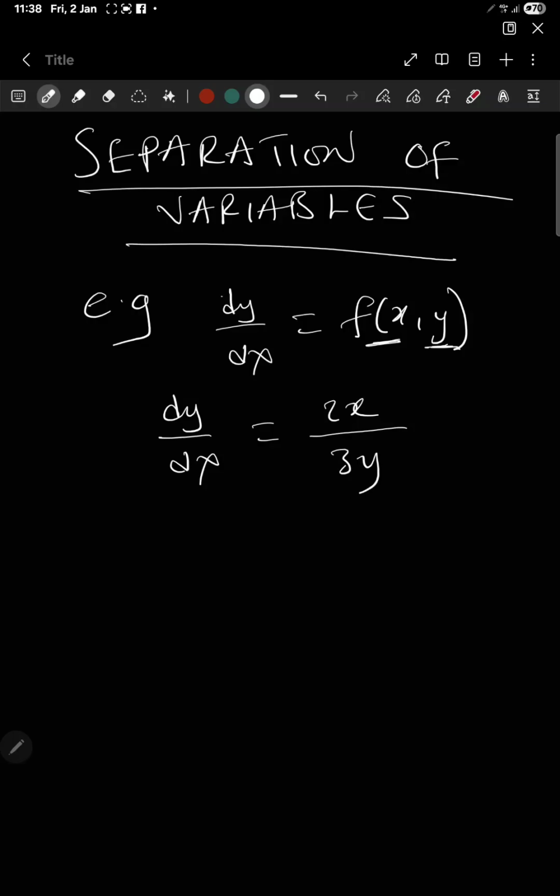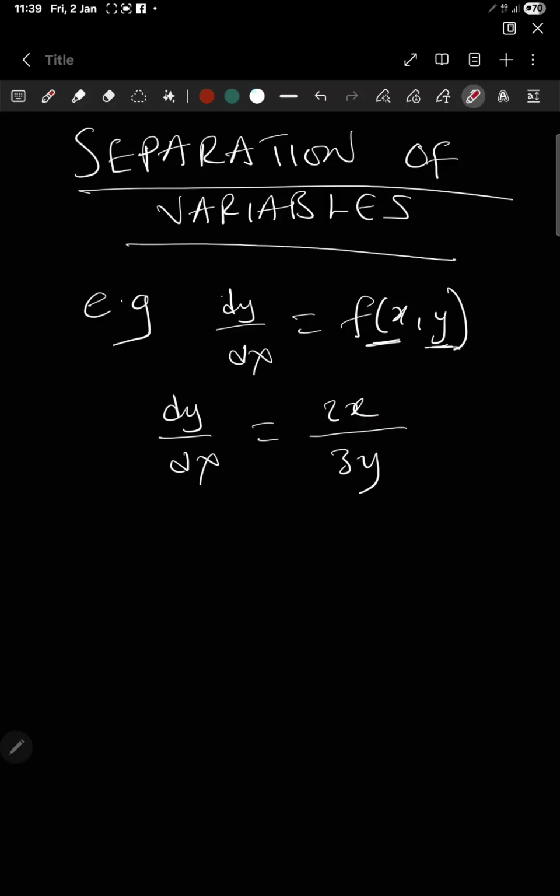For example, dy over dx is equal to 2x over 3y. Have you seen how this question is? The part on top is the function of x, and the part down here is the function of y. So the differential equation has both a function of x and a function of y. That means for you to solve this type of differential equation, you are supposed to use the separation of variables. Without it, it becomes very hard to solve.